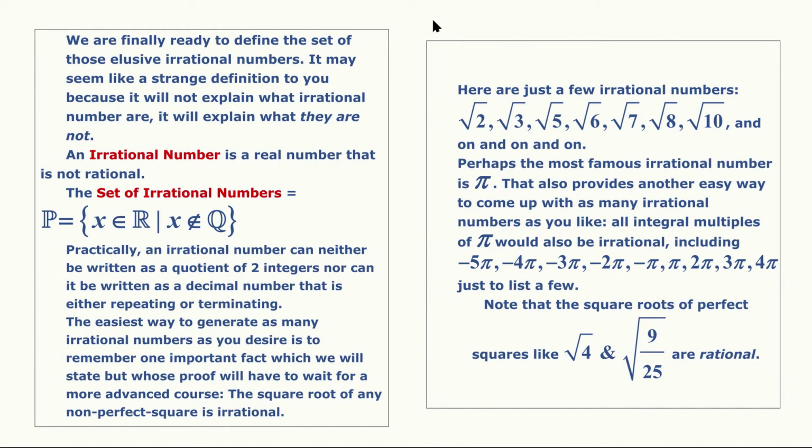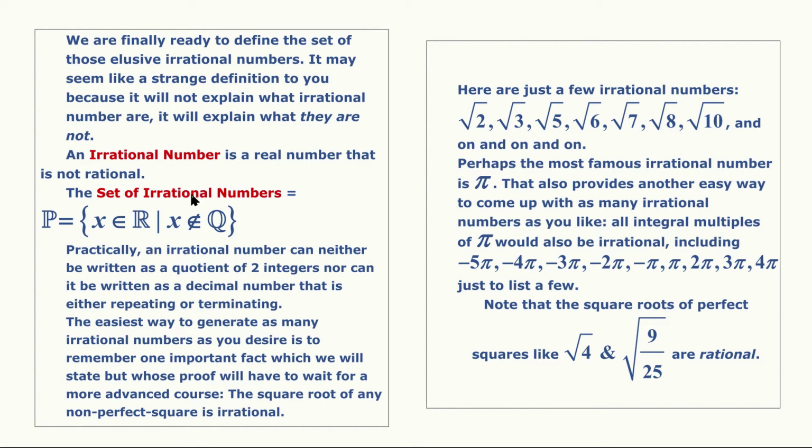All right, we are finally ready to define the set of those elusive irrational numbers. It may seem like a strange definition to you because it won't actually tell you what they are. It will tell you what they are not. An irrational number is basically a real number that is not rational. Now, we can get away with this because what a rational number is is quite well defined, right? We have been very specific about what kind of numbers are rational. So we can just use a negation technique to define irrational numbers.